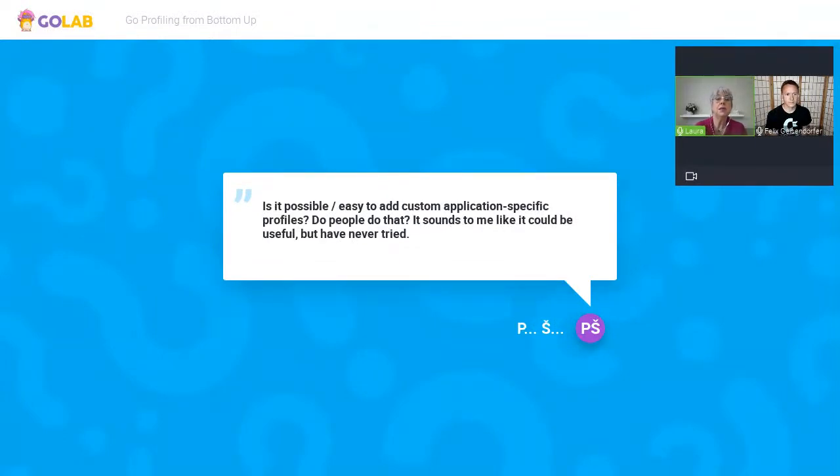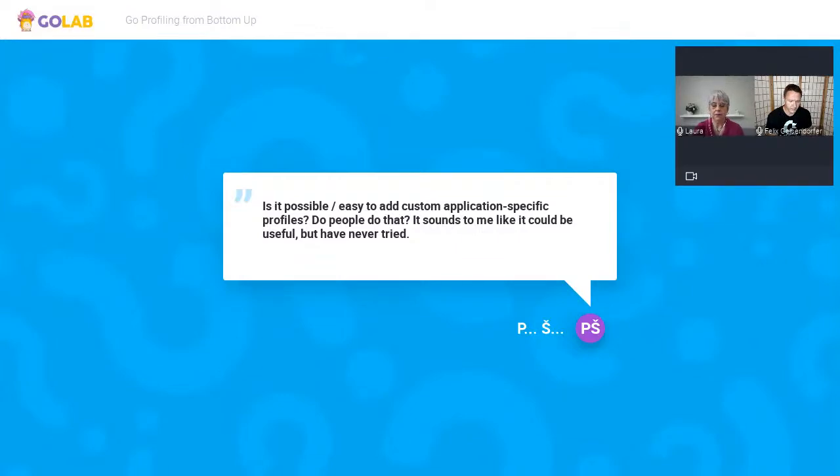All right. Now the question, is it possible and is it easy to add custom application-specific profiles? Do people do that? It sounds to me like it could be useful, but I've never tried. That's a very good question. I tried to do this once myself when I was working on FGProf, the Wallclock profiler for Go, and I found that the interface for adding your own profiling information was not suitable for what I was trying to do. I forgot what the limitation was, however.